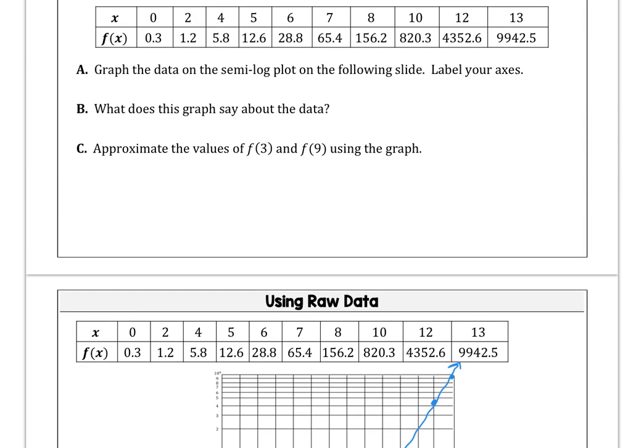Let's go back and answer that question. The data needs to be exponential, since the graph is linear on the semi-log paper.